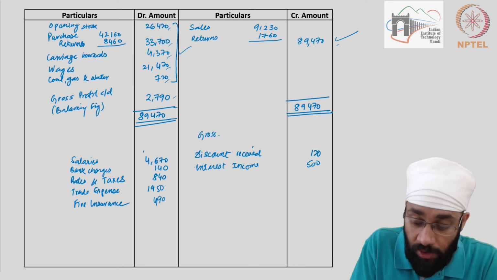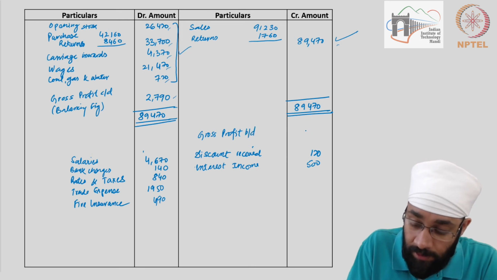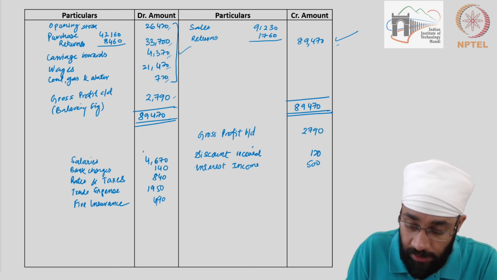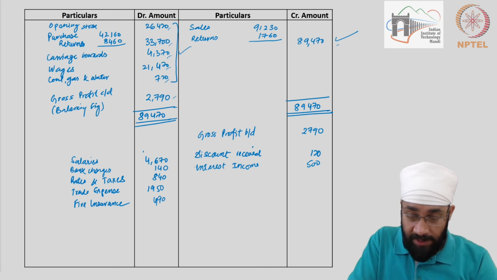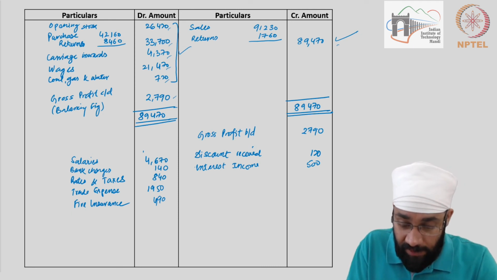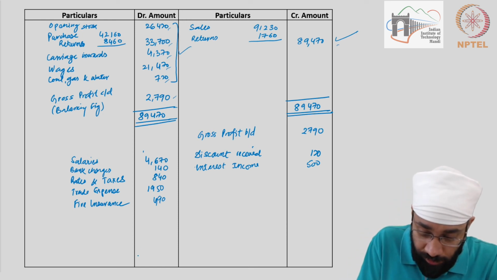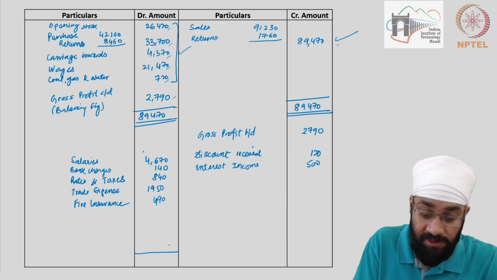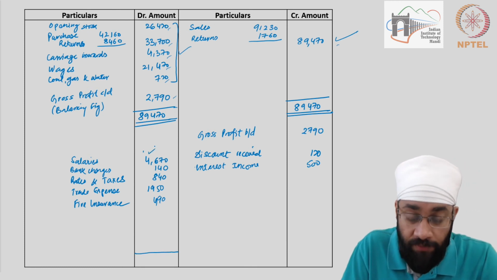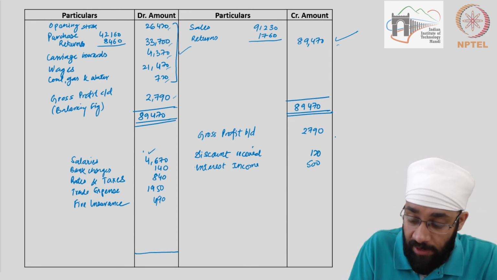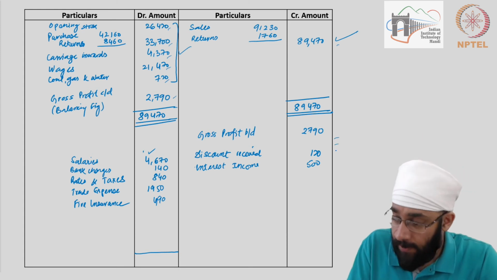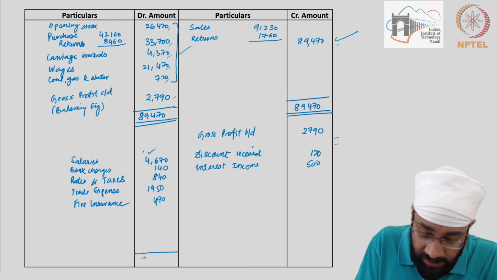Then you bring the gross profit, gross margin brought down, 2790, and suddenly it seems that you do not have sufficient income to pay off these expenses. So we are going to first total the expenses side, because clearly there is an item with 4,000 rupees. On the other hand, you have less than 4,000. So the total expenses that you have done are 8,090.